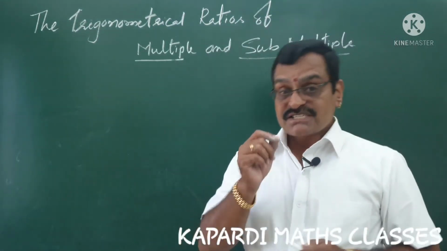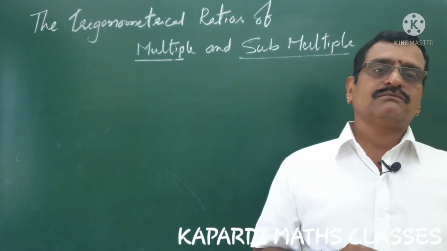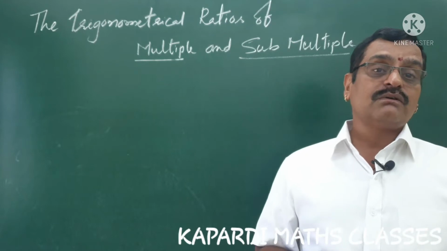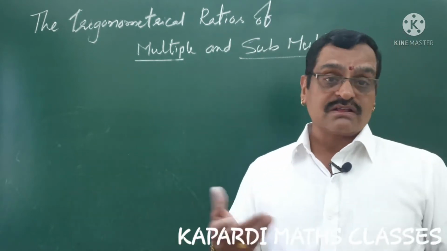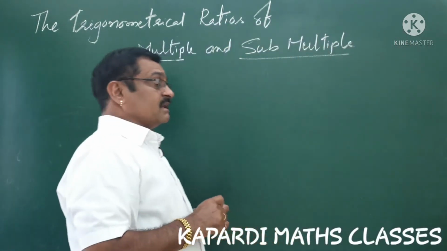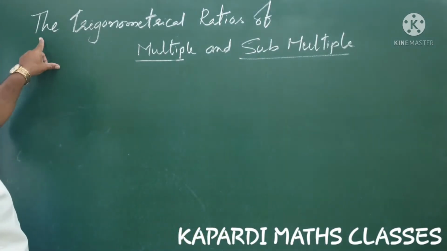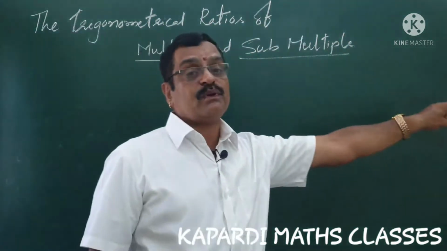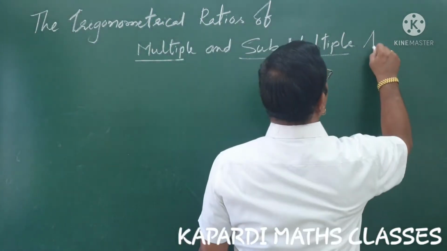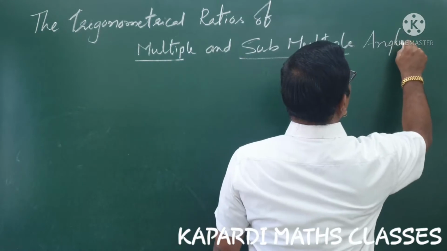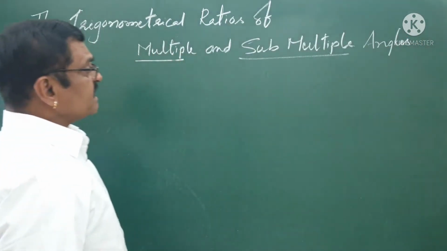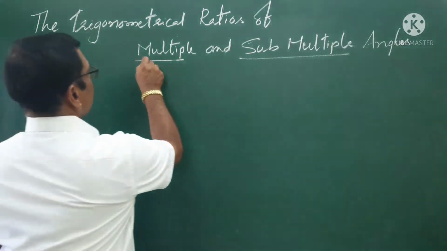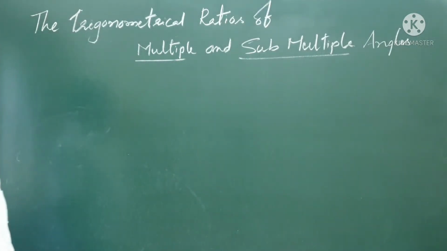This is the 16th video on trigonometry. In this video and in the next two or three videos, I am going to deal with the concept, the trigonometrical ratios of multiple and submultiple angles. Let me explain first of all what is meant by multiple angle and submultiple angle.